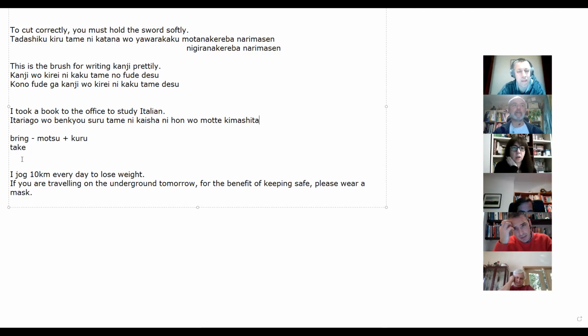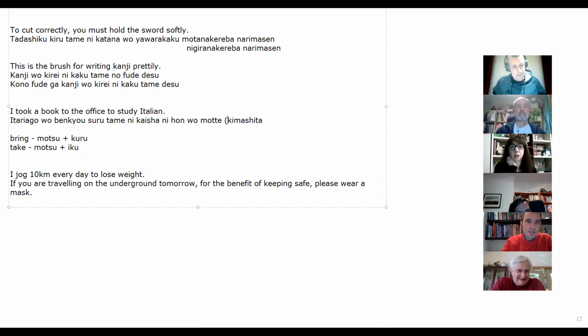And then if you were to say, I took, instead of bring, so Monya, what do you think? What's this made out of? Take, I don't know. Well, again, it's motsu, but instead of coming, you're. Iku. Exactly. So this would be motte ikimashita. Yeah, exactly. Motte ikimashita. Exactly like this. Good. Cool.